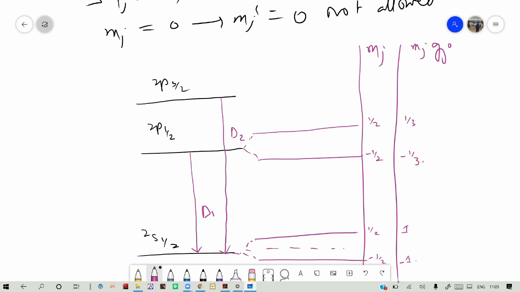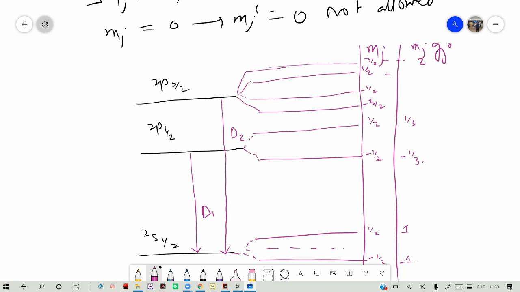Now here we have 4 lines, sorry, 4. And this is 3/2, 1/2, minus 1/2, minus 3/2. Corresponding to this we have 2, this is 2/3, this is minus 2/3, and this is minus 2.